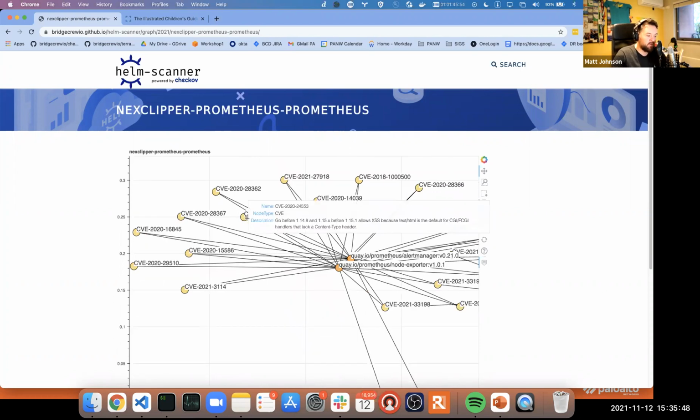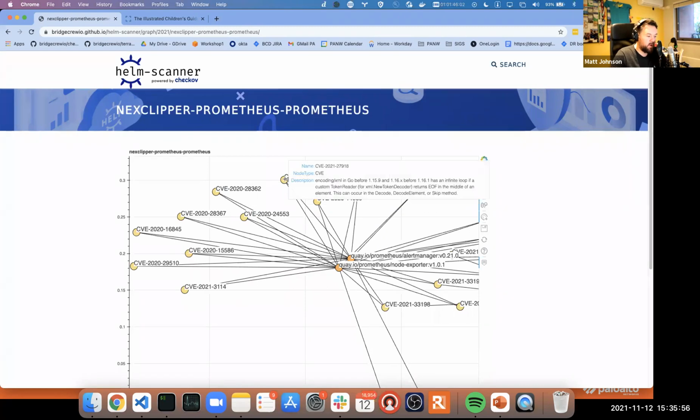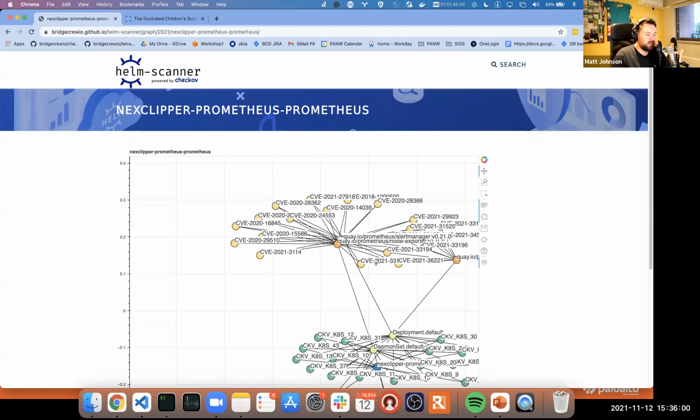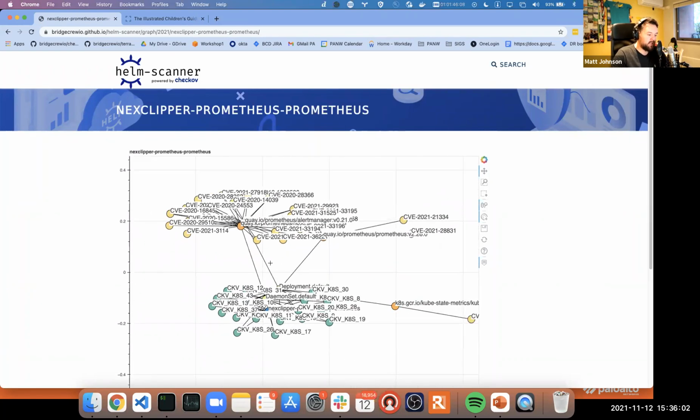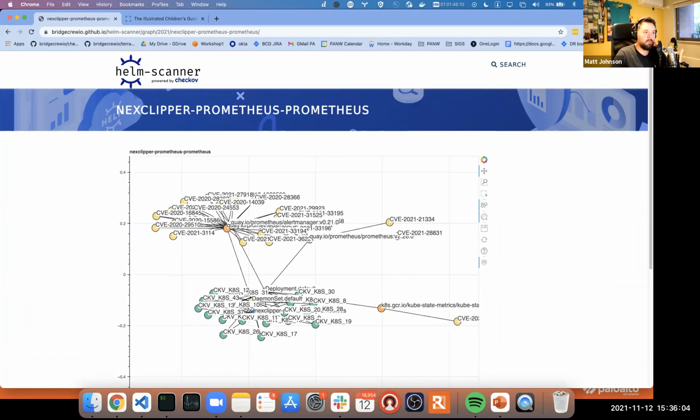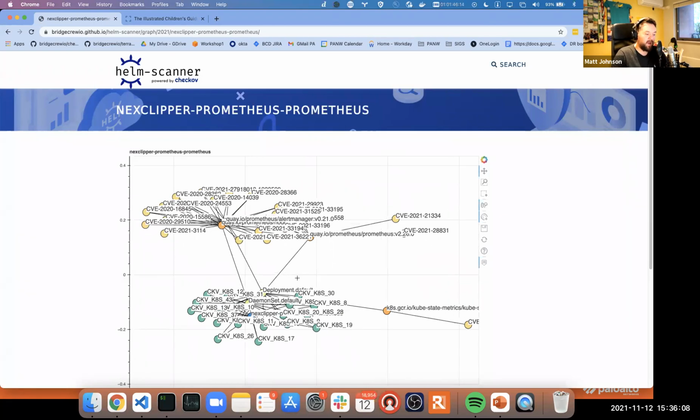And then if you hover over these, you can get information. So we can see we've got a cross-site scripting issue with Go. You can see we've got other issues with Go. We've got an encoding XML issue. So at a glance, you can look at this and go, is that something I want to run in my infrastructure? Is that something I am happy running?